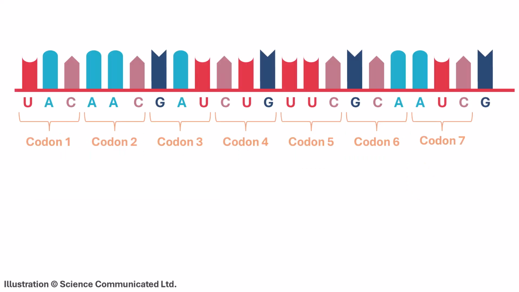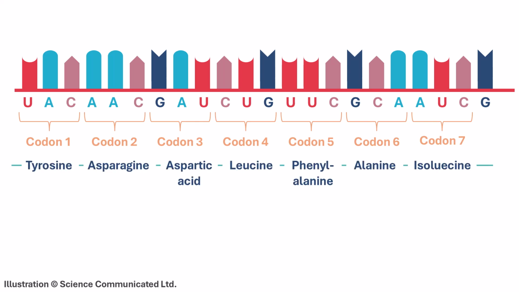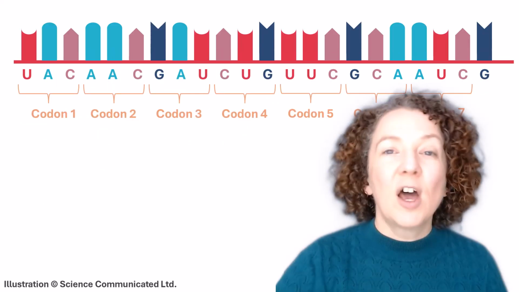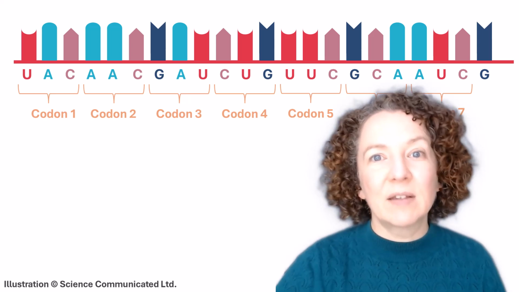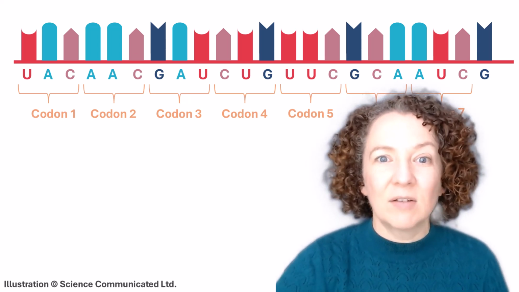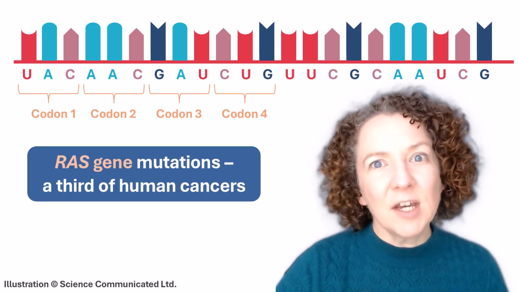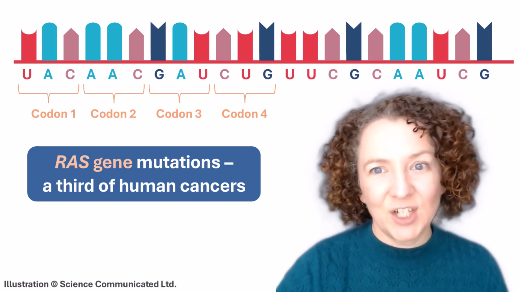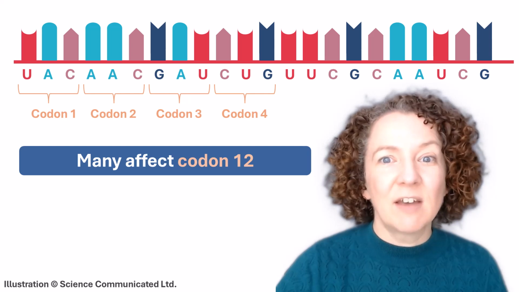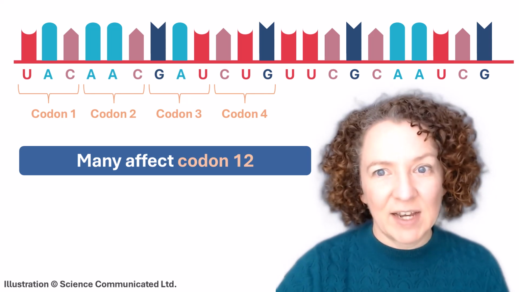Now here we have a strand of mRNA and I've labelled each codon. Now I've added the name of the amino acids that each codon relates to. Amino acids are often abbreviated to a single letter, such as Y for tyrosine. Understanding this terminology means you can understand scientists when they talk about some of the mutations found in cancer cells. For example, around a third of human cancers contain mutations in a RAS gene, often the KRAS gene. Many of these mutations affect the 12th codon in the KRAS gene.